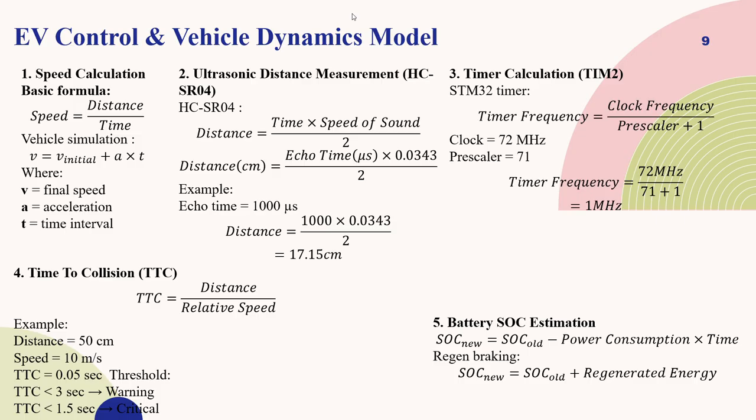Example: distance I have taken 50 centimeters, speed is 10 meters per second. The final answer is 0.05 seconds. Here we see thresholds: if time to collision is less than 3 seconds, it is a warning. If it is less than 1.5 seconds, then it is critical.